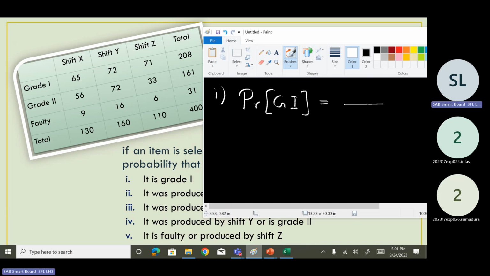Classical approach: totally how many are there? 400. And we are interested in grade one. It doesn't matter where it comes from. We got 208 such items, grade one. So we are interested in 208 over 400. Both are even numbers, so we can simplify. If you simplify by 4, you get 52 over 100, 26 over 50, 13 over 20. Maximum simplified version.